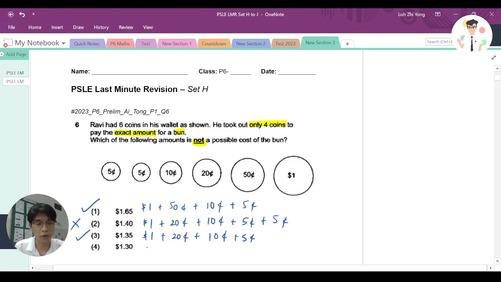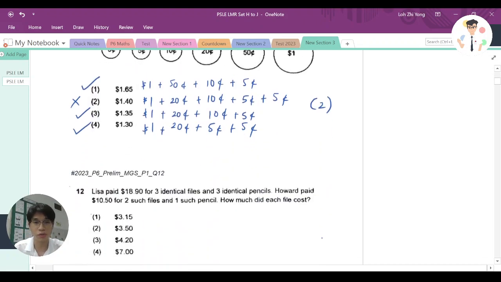The next one, $1.30. $1 plus 20 cent. Since I'm using only 4 coins, if I use 10 cent, there will be only 3 coins. Then I actually can use 5 cent and 5 cent. So it will be exactly 4 coins. Okay, so the answer will be option number 2. Okay, so let's move on to the next question.